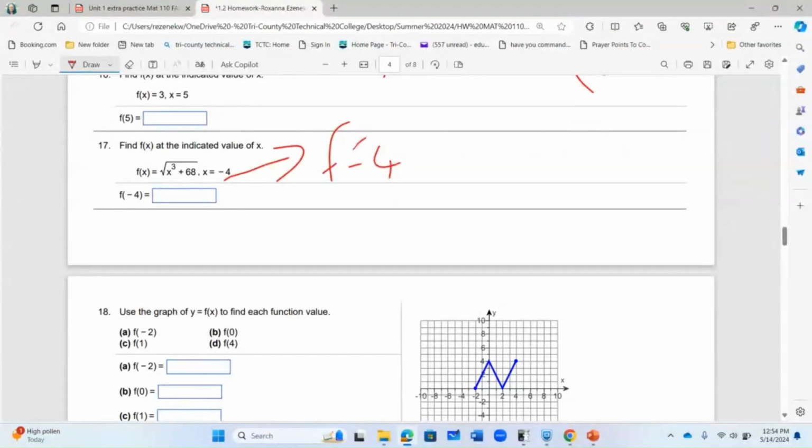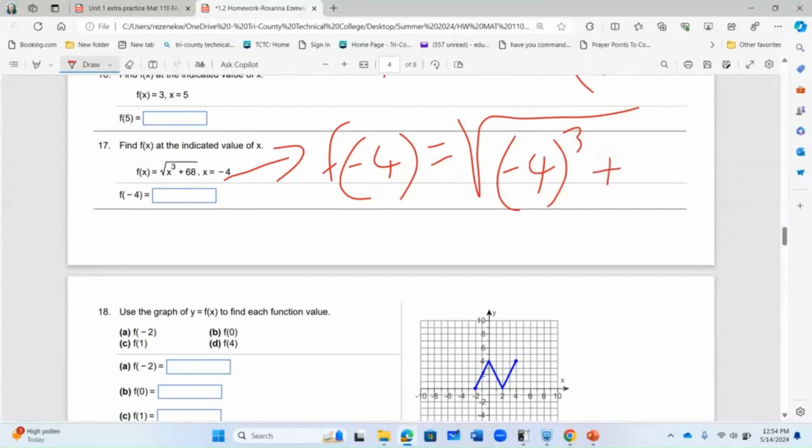So f of -4 is equal to radical. X is here, so I'm going to put -4 there to power 3 plus 68. And I know that -4 times -4 is 16. 16 times -4 is 64. So I have square root of -64, because remember, this is cubic. So -64 plus 68.